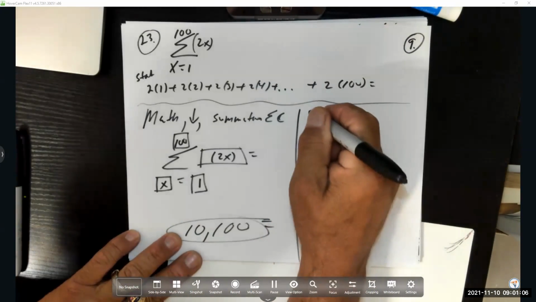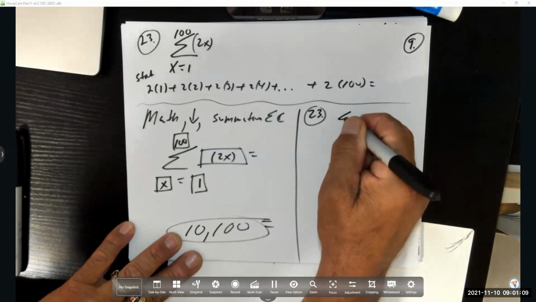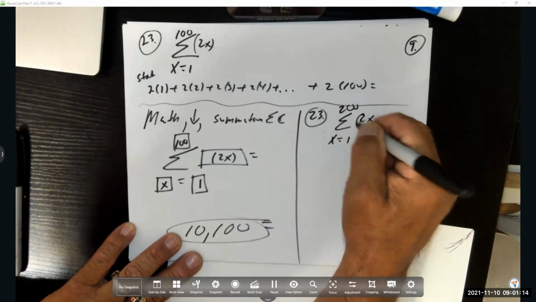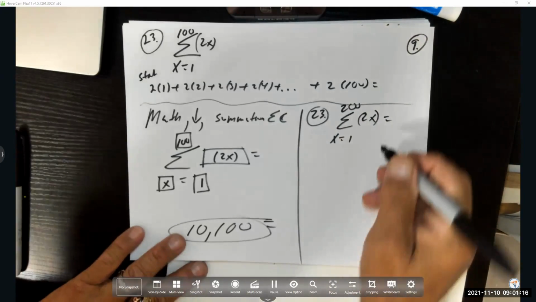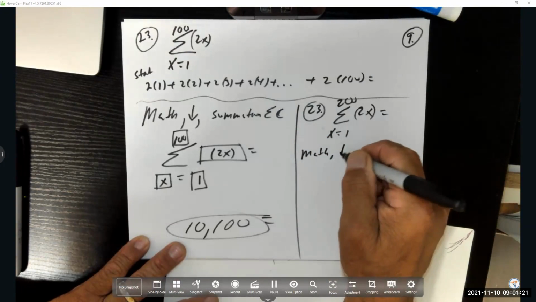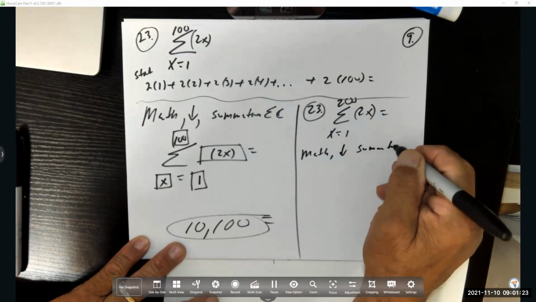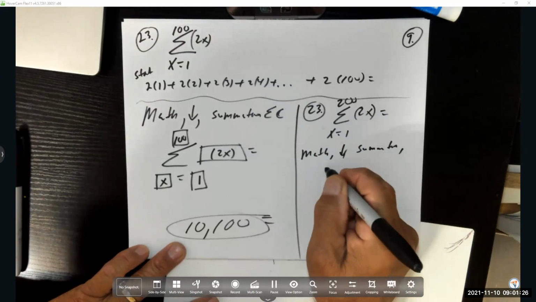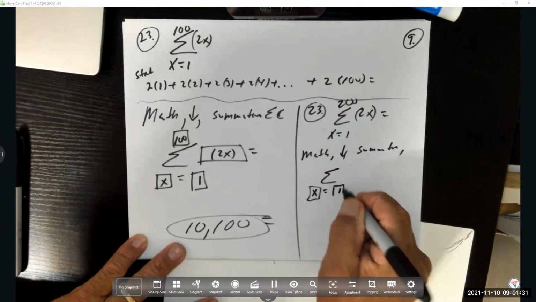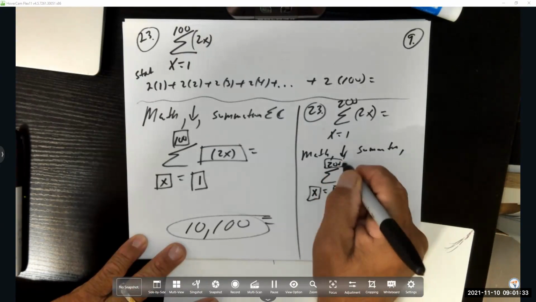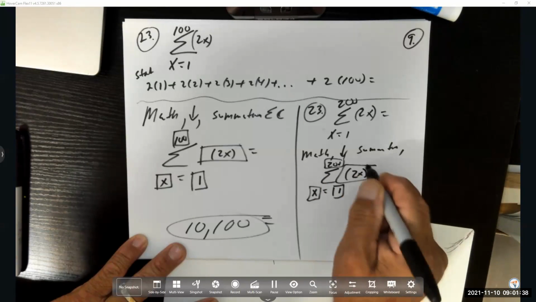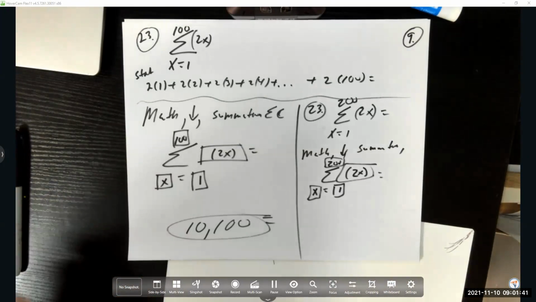Okay, so now that you have the skill, I'm gonna do one more of these things. If I say X equals 1 to 200 of 2X, this one here, but do it with the calculator. Do math, down arrow, summation. Okay. And it's gonna be from those numbers. X equals 1 to 200 of 2X again. And there, the box. Okay, give me the numbers you get for this one.